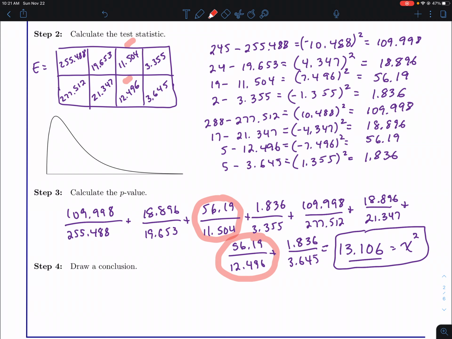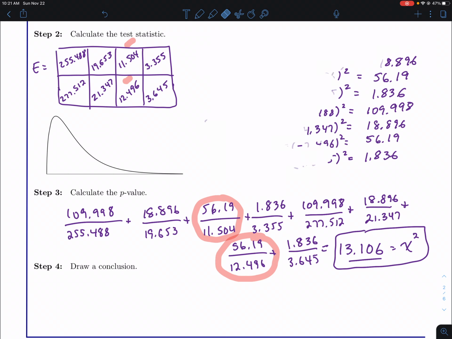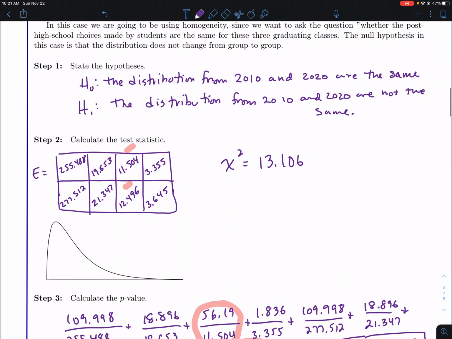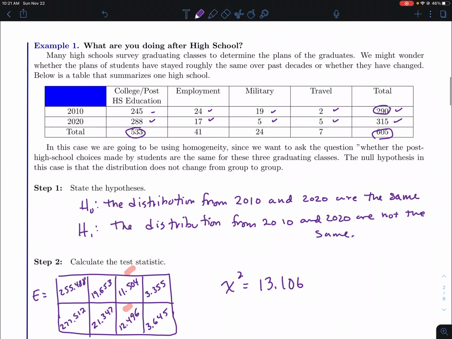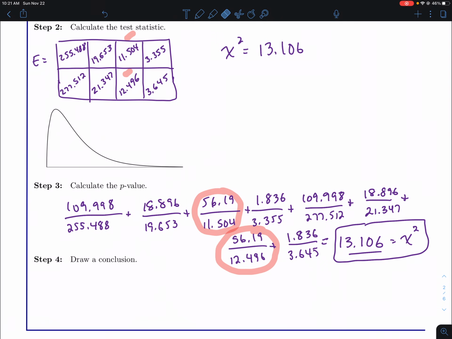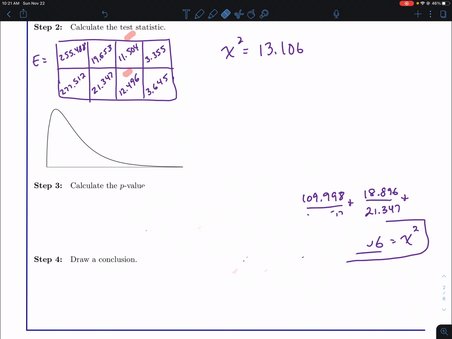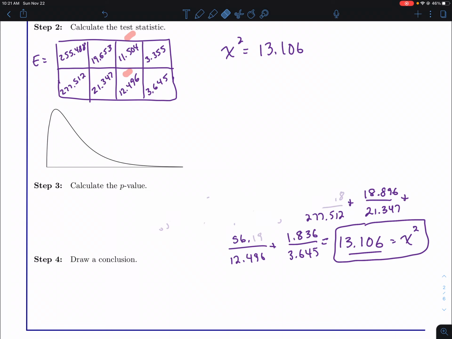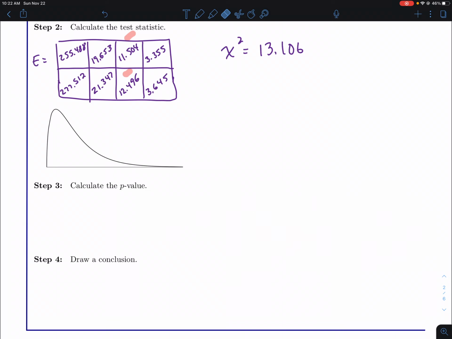All right, so let me erase some of this stuff because it's kind of a hot mess at the moment, so I can get my p-value, because I don't have any room at this point. So let me write my test statistic up here, 13.106. And then I forget, does this give us an alpha level? It did not give us an alpha level, so that means we're going to do alpha equals 0.05. So we still need to go to the chi-square distribution and figure out our critical value so we can compare it to our test statistic to see if we're going to reject H naught or fail to reject H naught.